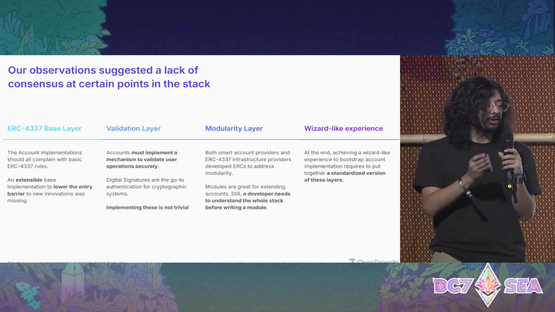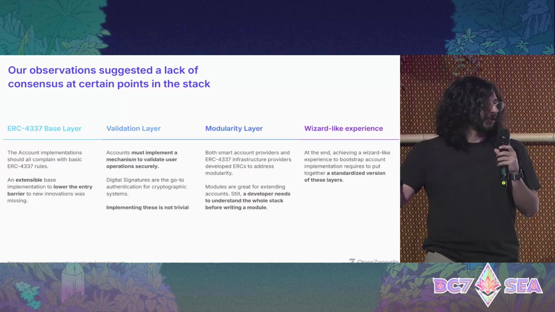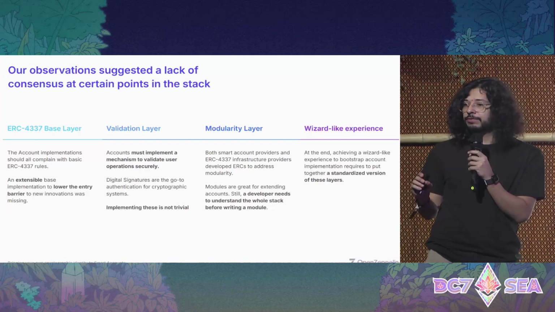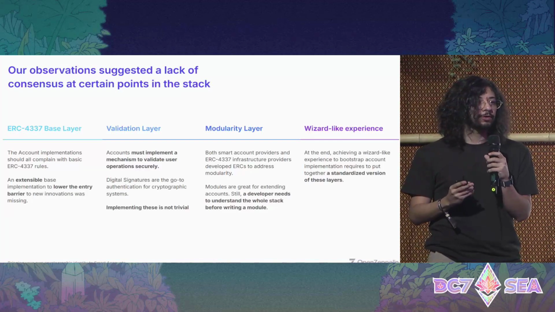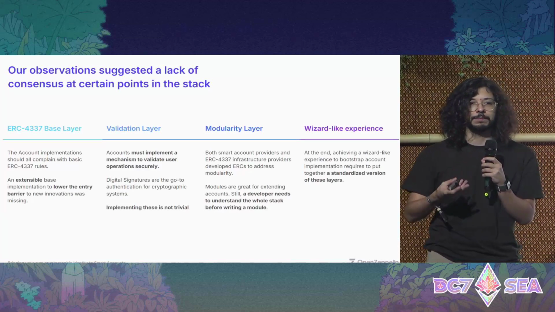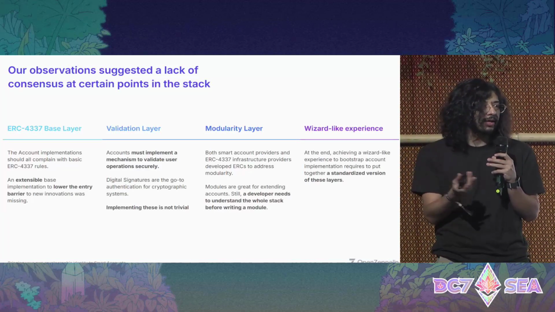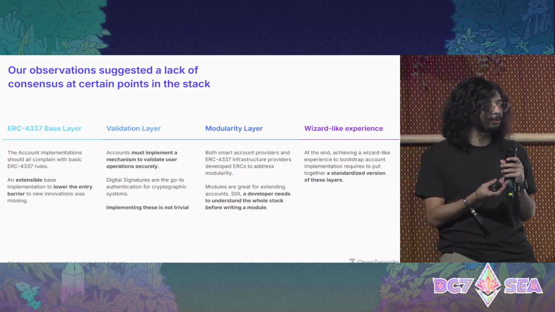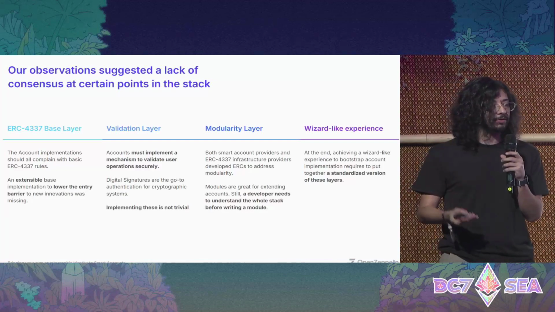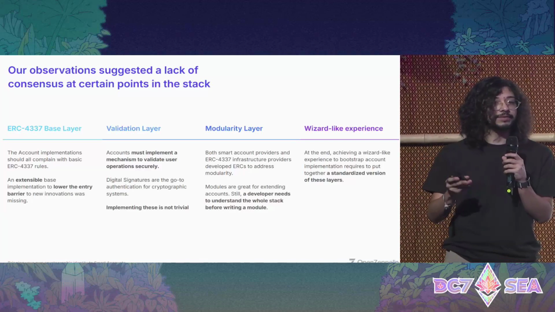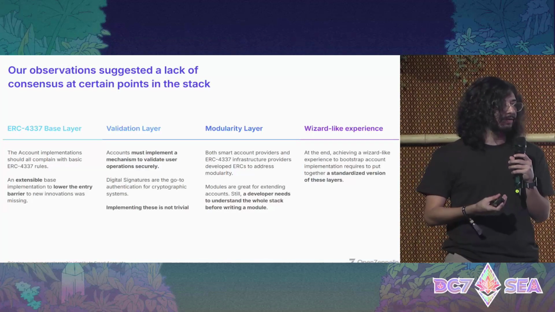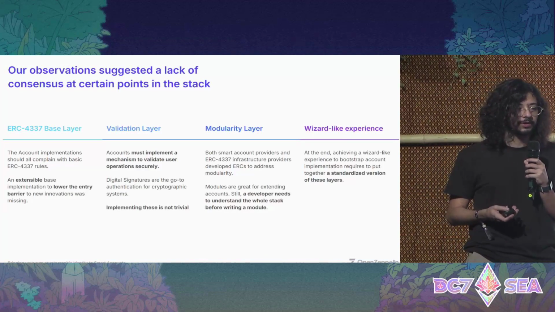The first one should be a base layer for ERC-4337. The thing with ERC-4337 is that it only defines a very simple interface and a set of rules. But in the implementation, things can get very different. So we would like to have a base layer for ERC-4337 accounts that is super solid, battle tested as everything in OpenZeppelin contracts is.